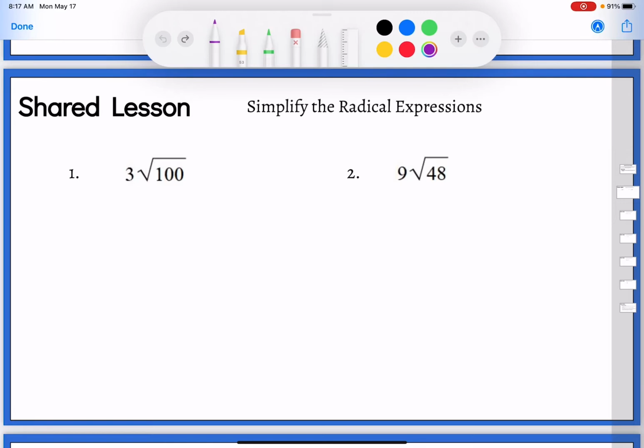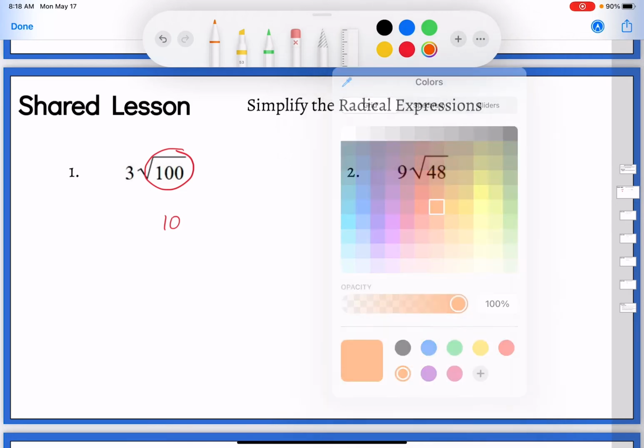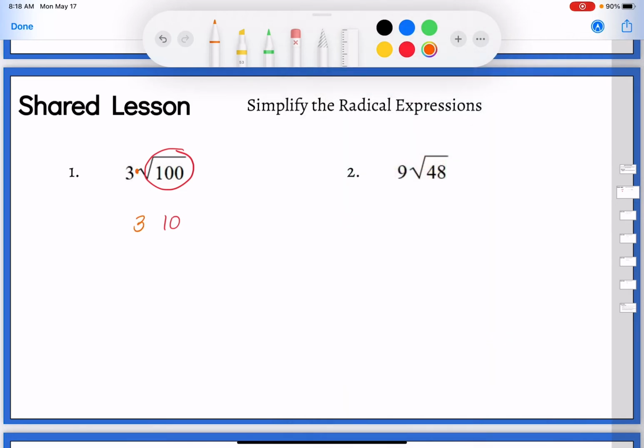Now, in this case, 100 is a perfect square, right? We know that 10 times 10 equals 100. So the square root of 100 would equal 10. Now, we're kicking it up right away. If all I had was the square root of 100, then my answer would be 10. But I have 3 radical 100, which means that they're asking us to do 3 times the square root of 100, right? When they're just written next to each other, that means times. So 3 times the square root of 100 is really 3 times 10. And then 3 times 10 would be 30.